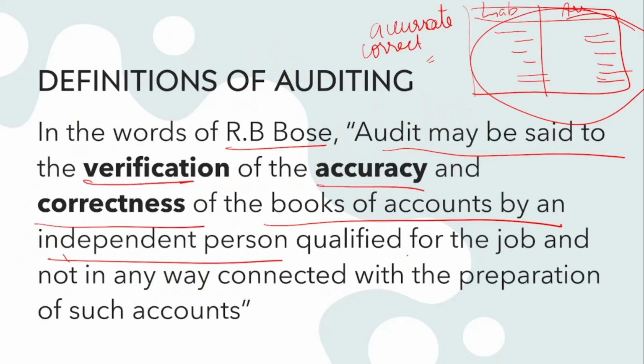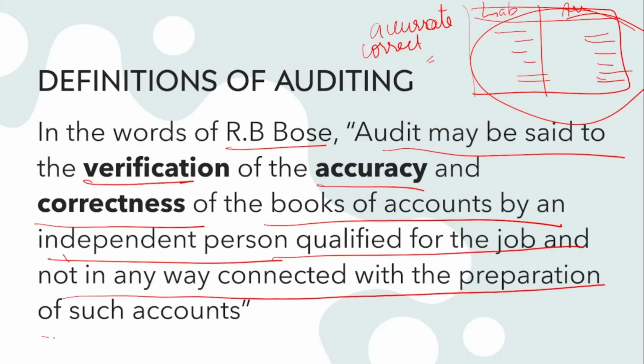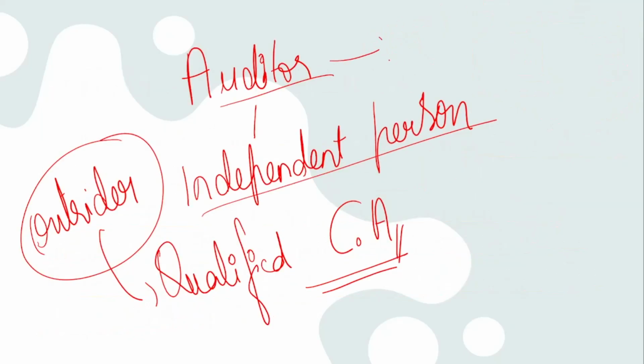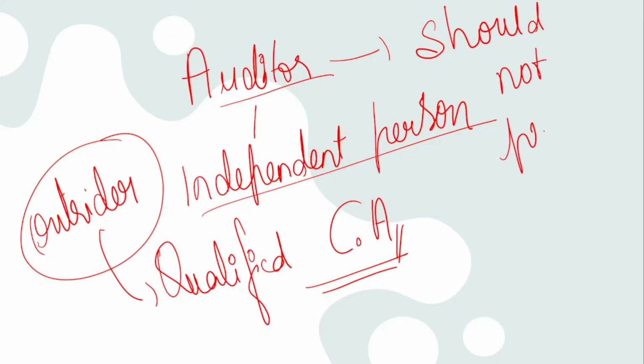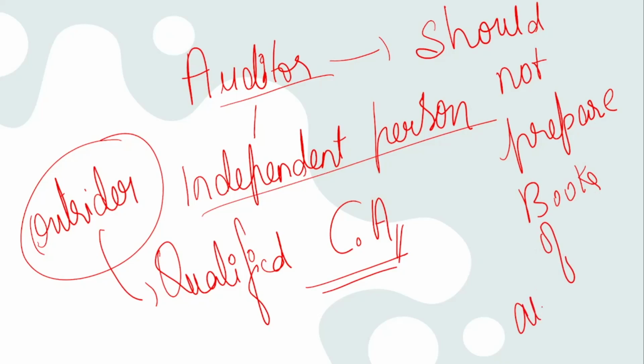He is a person so qualified for the job and in no way connected with the preparation of such accounts. Auditor should not prepare the books of accounts. Auditor should not involve in the preparation of books of account. The books of accounts will be prepared by whom? The books of accounts will be prepared by the accountant, and the auditor's work is only to verify whether the books of accounts, whatever the accountant has prepared, is correct or not.